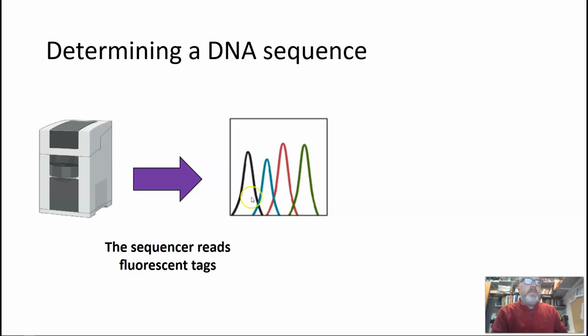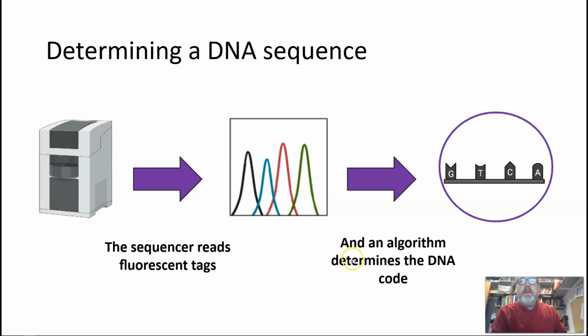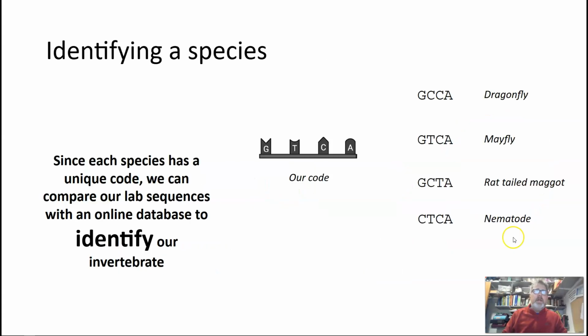So the sequencer reads those fluorescent tags. It gives us peaks in the reading to show us which ones are there. We run this through an algorithm that determines what the code actually is, and so now we've got our code. Since each of our species has a unique code, we can compare those sequences with each other to identify our invertebrate. It's going to compare itself with the ones that are already in the database. So we've got our code that we determined, GTCA. If we look at our example, that is the mayfly.